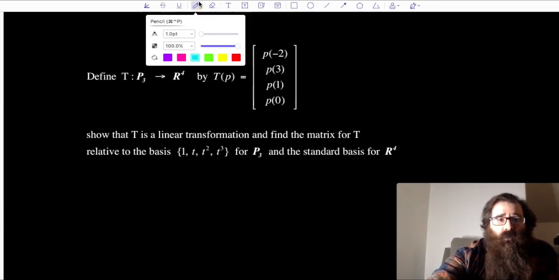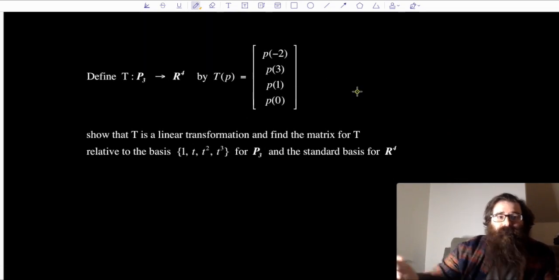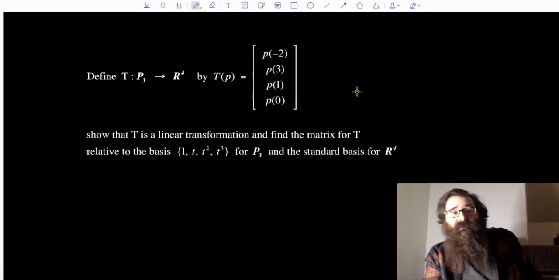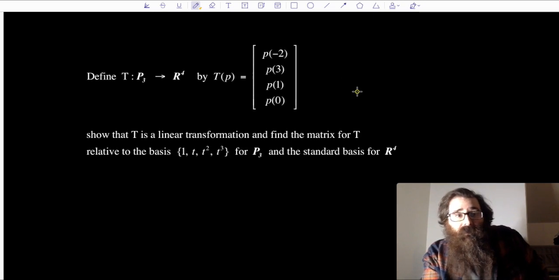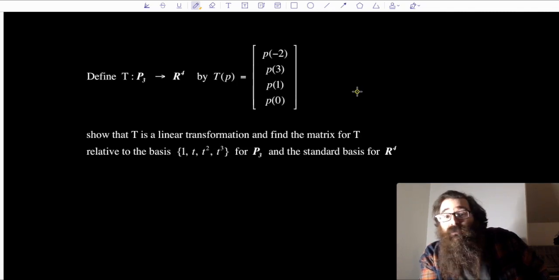Let's take a look at this next question. We'll go back to the yellow. Define the transformation T, which takes a polynomial in polynomial space P3 and maps it to a vector in R4 by the following. This is a really cool description. It says the transformation applied on polynomial p is going to spit out a vector with evaluations of that polynomial. The first entry is p evaluated at negative 2. The second entry is p evaluated at 3. The third entry is p evaluated at 1, and the fourth entry is p evaluated at 0.